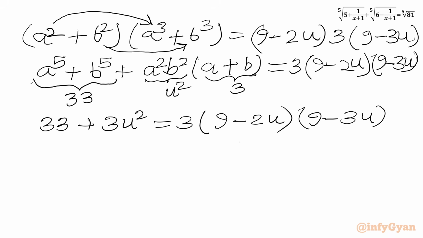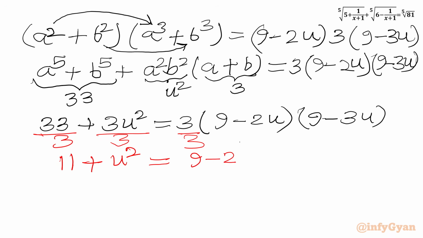Our equation is divisible by 3. Let's divide both sides by 3. So we will divide LHS by 3 and RHS by 3. We will get 11 + u² on the left hand side and (9 − 2u)(9 − 3u) on the right hand side. Now we have to multiply the right hand side.